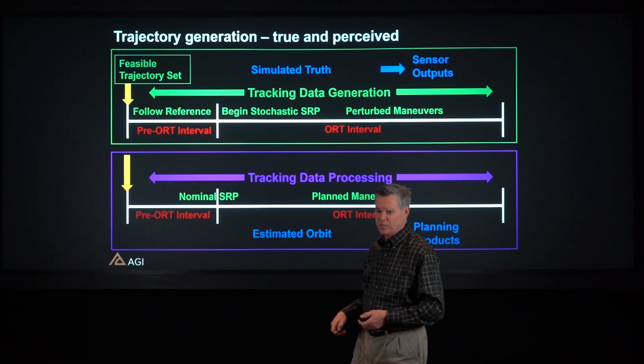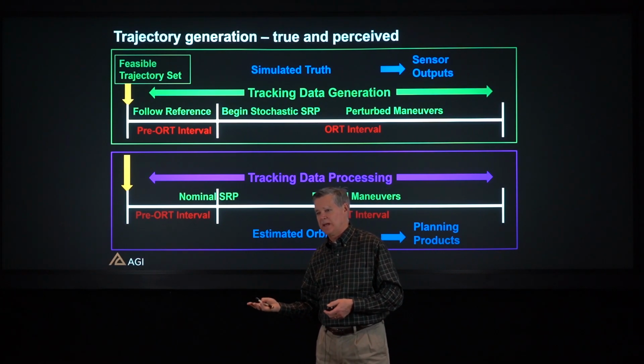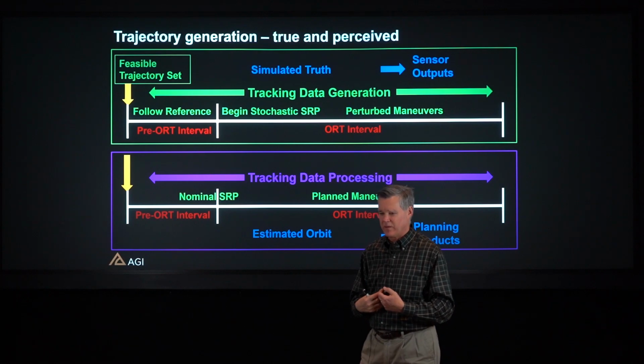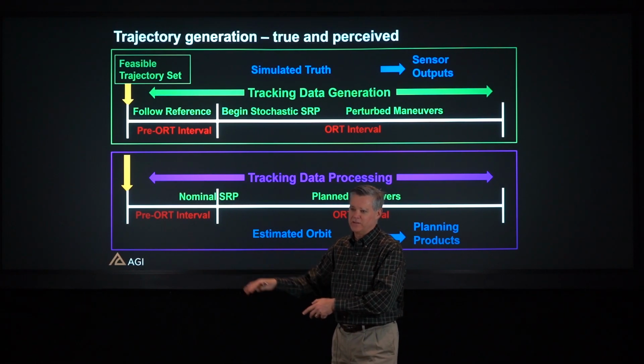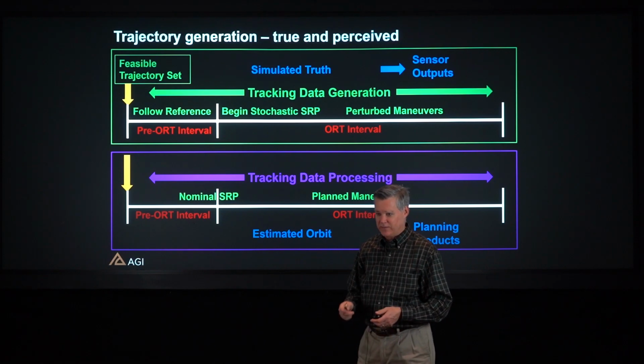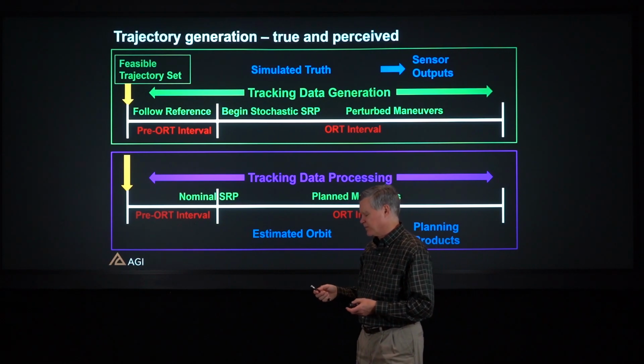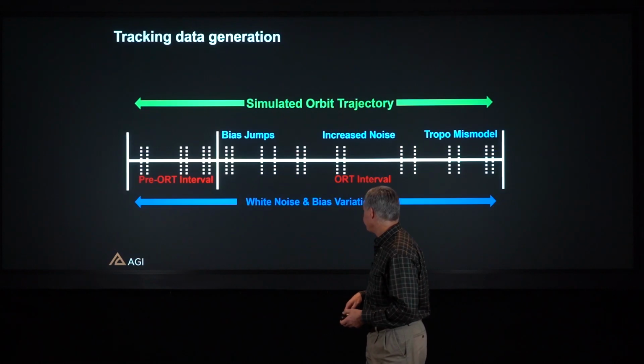They, of course, are assuming maneuvers are going as planned until the tracking data tells them otherwise. They're creating an estimated orbit, and that estimated orbit is going out to the rest of the spacecraft operations team for all the subsequent activities.